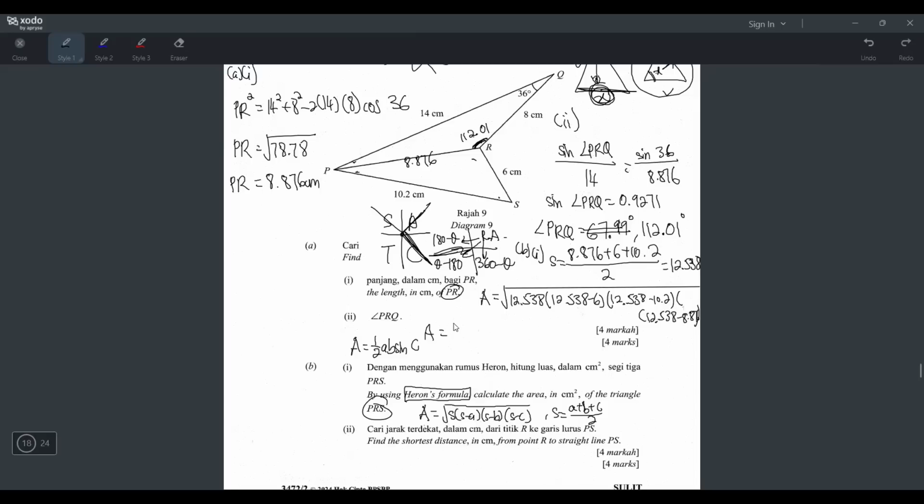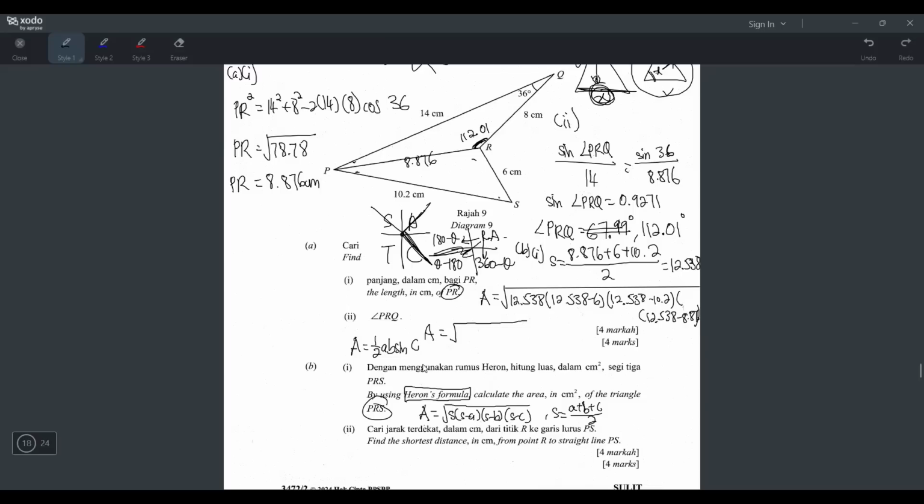Okay, first I won't press the square root. I will calculate everything inside first. So just press 12.538 open bracket 12.538 minus 6 close bracket, then open bracket again 12.538 minus 10.2 close bracket, open bracket 12.538 minus 8.876 and then close bracket. Okay, my calculator gives me 701.84.